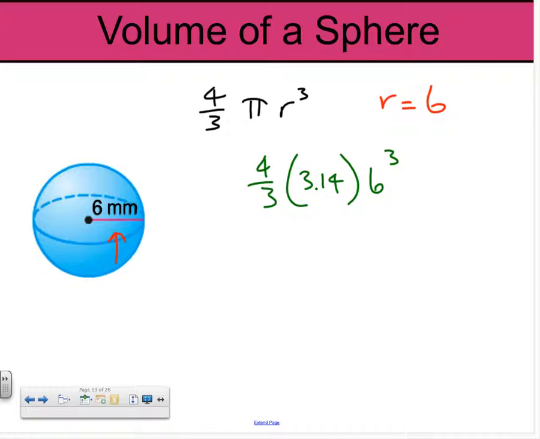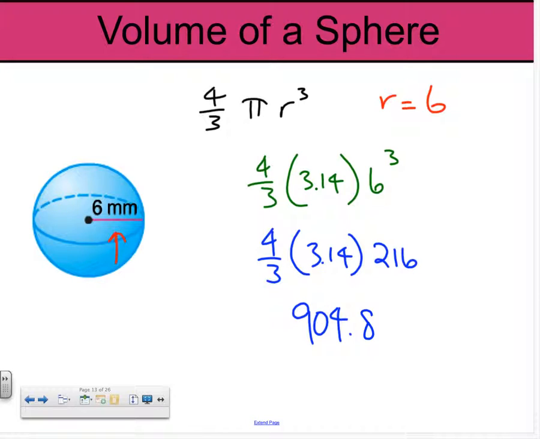So we have 4/3 times 3.14 times 6 cubed, which is 216. And then when we multiply all of those together, we get 904, and we're going to go ahead and round that to the nearest tenth. So the volume of the sphere is 904.8.